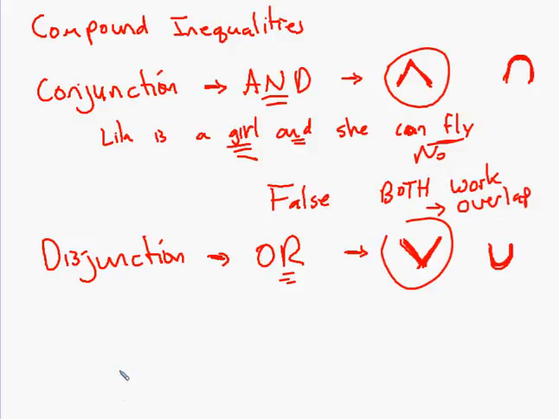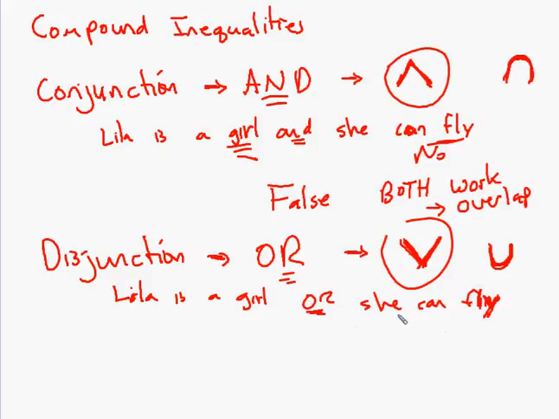But let's say, using the same example, I have Lila is a girl. Well, that's true, she's a girl. Or, now I have the word or here, she can fly. Flip, she can flip. Yes, she can do that too. She can fly. Well, yeah, she's a girl, but no, she can't fly. I mean, just because I switched or, it doesn't change whether she can fly or not.